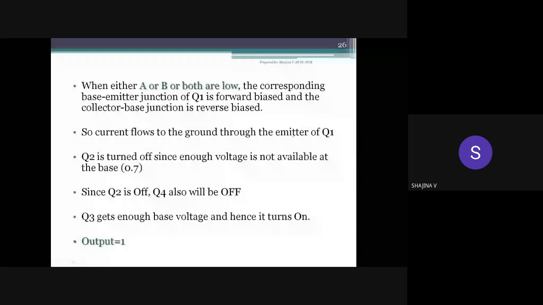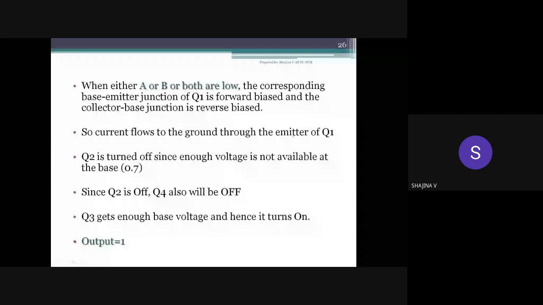The corresponding base emitter junction of Q1, that is, where 0 voltage is applied, that base emitter junction will be forward biased and the collector base junction is reverse biased. So current flows to the ground through the emitter of Q1 and we can say Q2 is turned off since enough voltage is not available at the base. That is, current flow completely forward biases the input junction. So to the collector base junction there will not be a current flow where we are connecting our base of Q2. So Q2 will be in off condition.